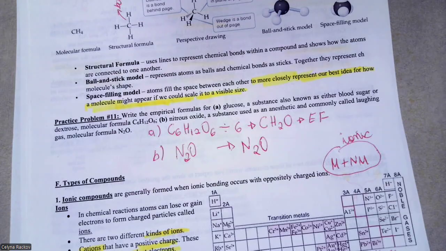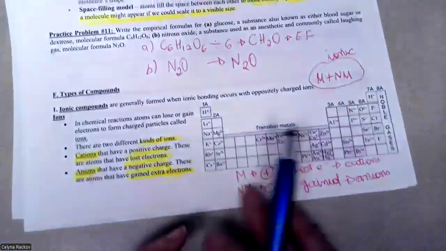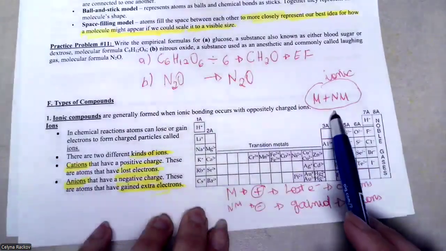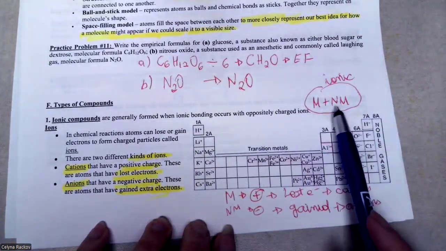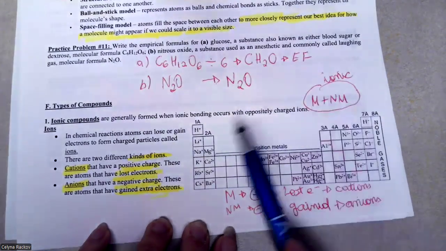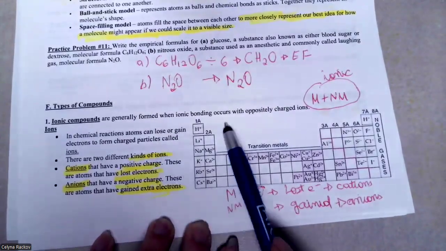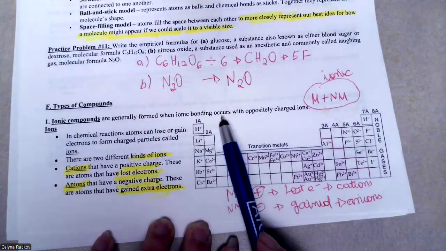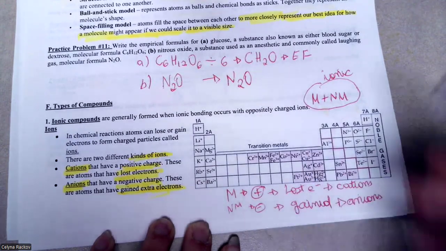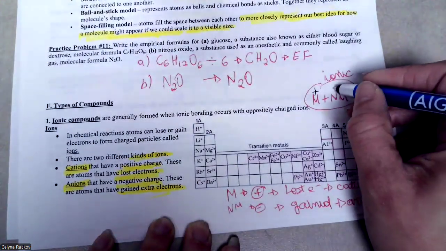Okay. Then, types of compounds. You have ionic compounds. They have a metal and non-metals bonded. Ionic compounds are usually formed when ionic bonds occur between oppositely charged ions. So one is going to be positive and another will be negative.